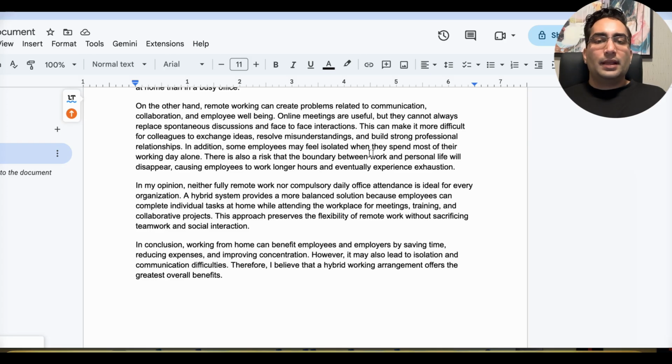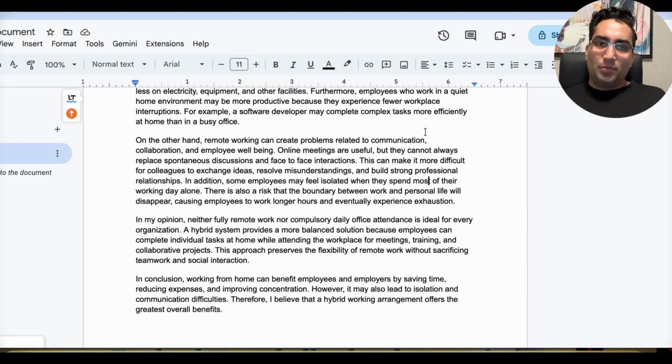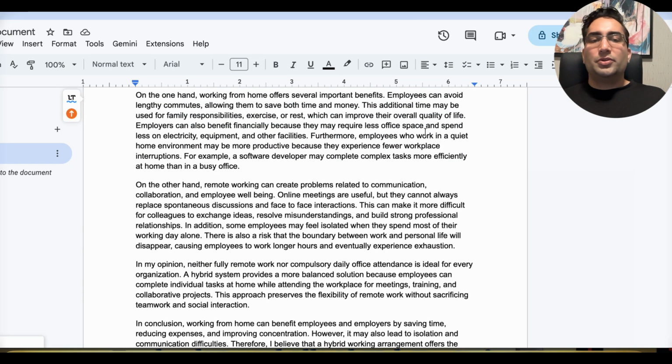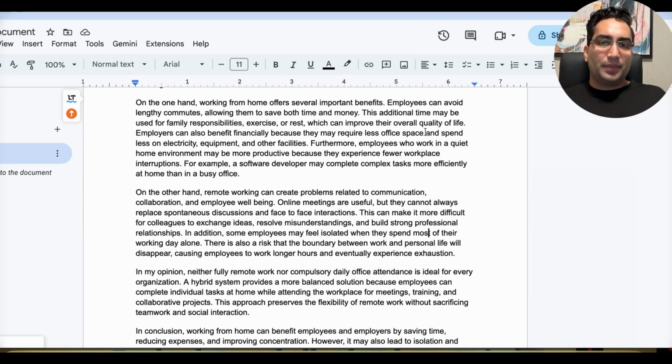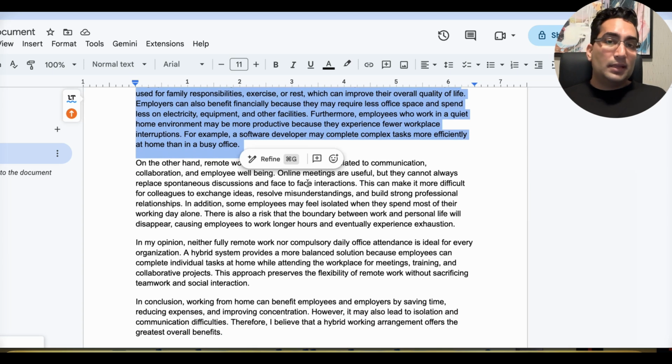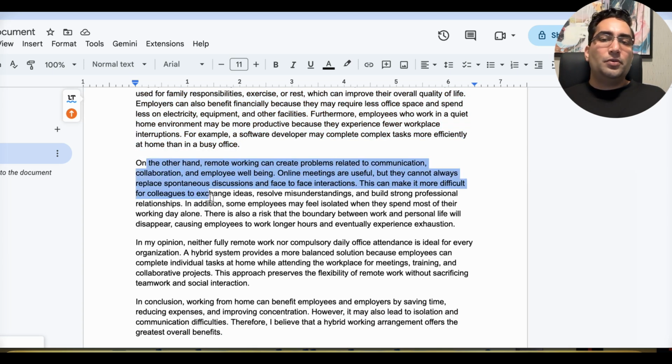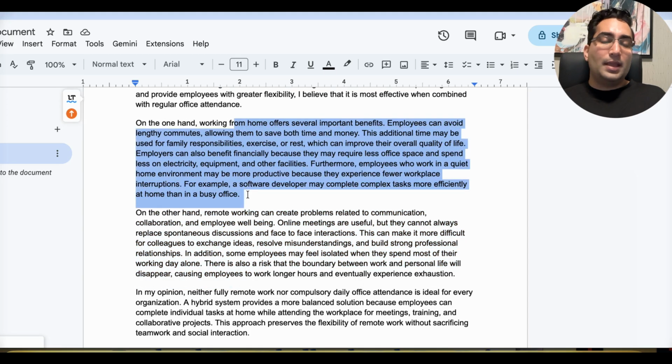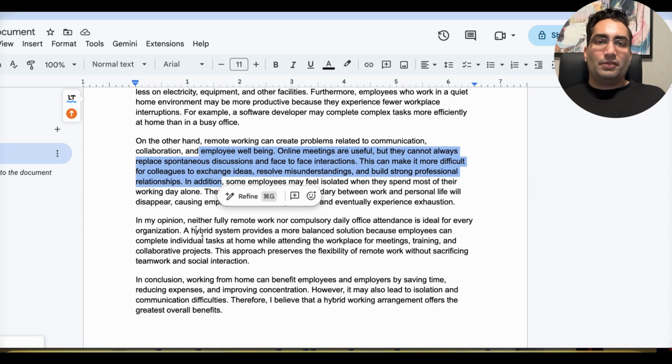Some employees may feel isolated when they spend most of their working day alone. There's also a risk that the boundary between work and, okay, this is 1 point, this is another point. Once again, you're doing 3 points. Again, it's an issue. You should only have 2 points per body. And you know why this is something you have to do now? Because you did 3 points in body 1. So it's discuss both sides. You have to balance it by doing 3 points in body 2. So the mistake happened from body 1. Keep it 2, and you would not have this problem.